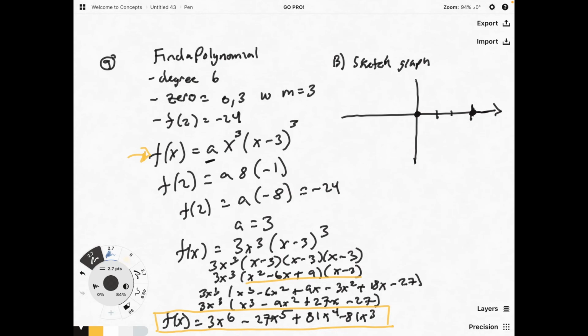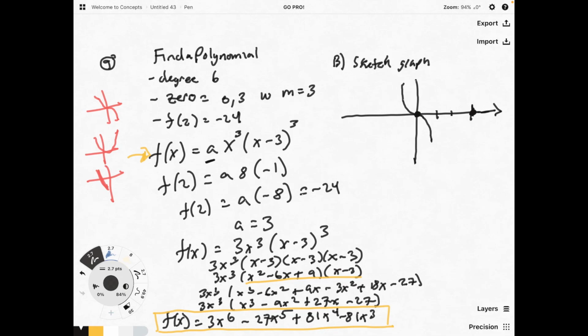Next, what we know is that 0 has a multiplicity of 3, and we also know that 3 has a multiplicity of 3. With the rules and patterns, we know that if we have an odd multiplicity that is not 1, we're going to get a graph that looks like this. And if it's an even multiplicity, we know we're going to get a graph that looks like this. If it's just a multiplicity of 1, then we get a graph that just crosses the x-axis. With 0 having a multiplicity of 3, it's going to cross the x-axis, and you're going to have this little slope.